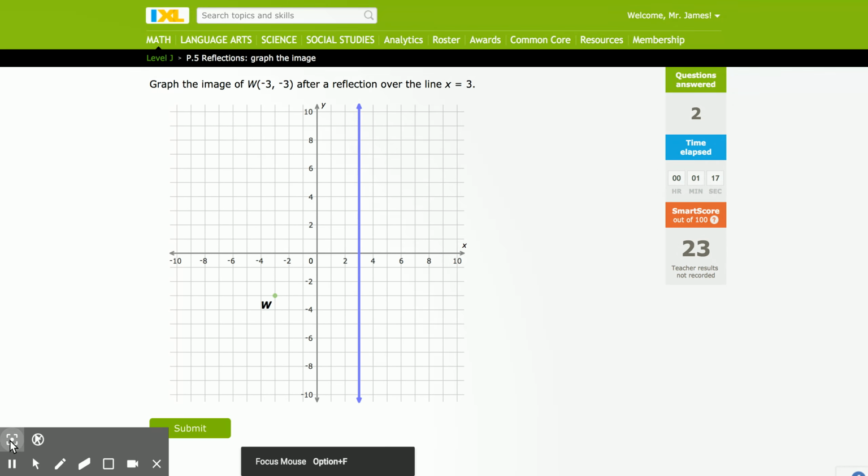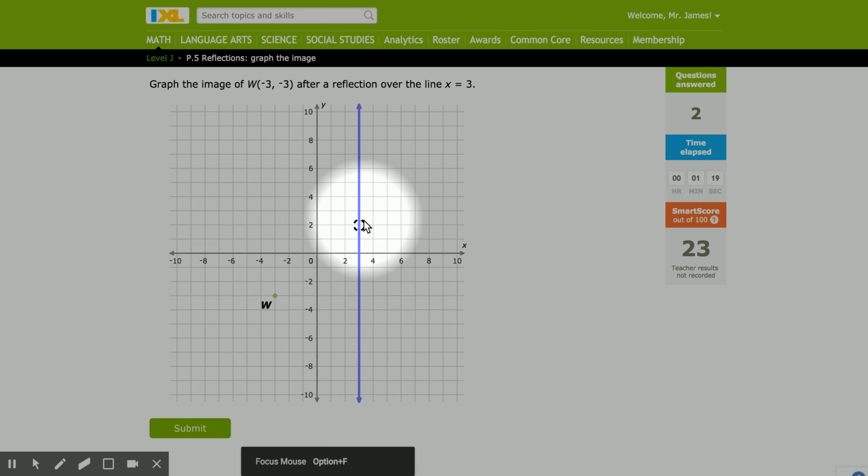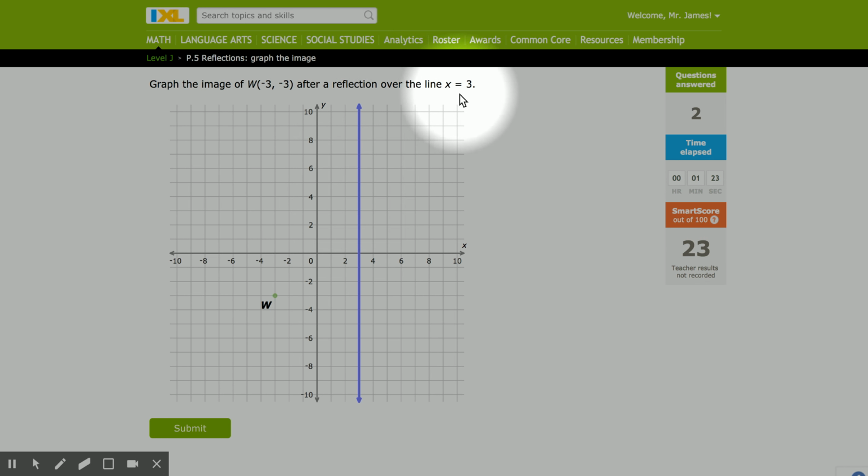This time we're reflecting over this vertical line. It's not the y-axis, it's the line x equals 3. So what we have to figure out is how far away is point W from this line. 1, 2, 3, 4, 5, and 6. So that means we have to count 6 spots away on the other side. 1, 2, 3, 4, 5, and 6.